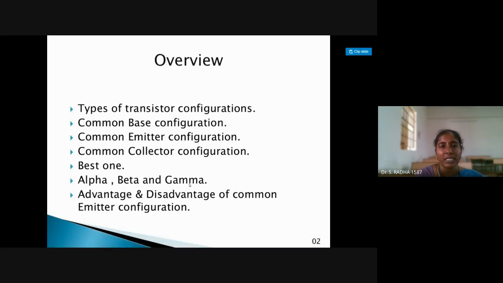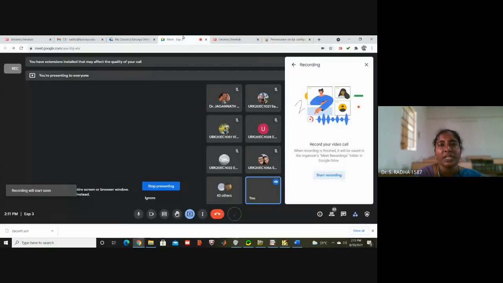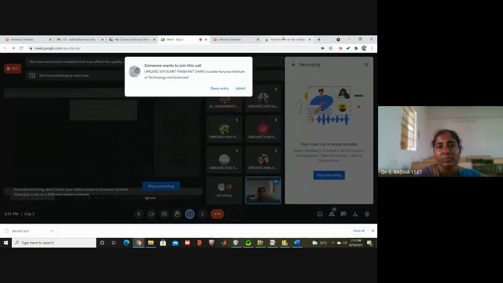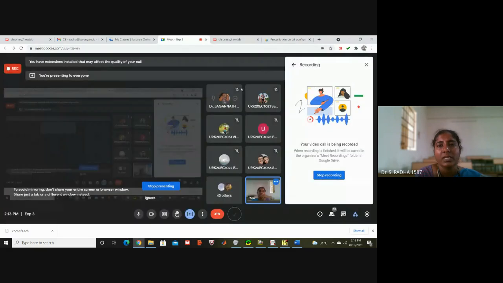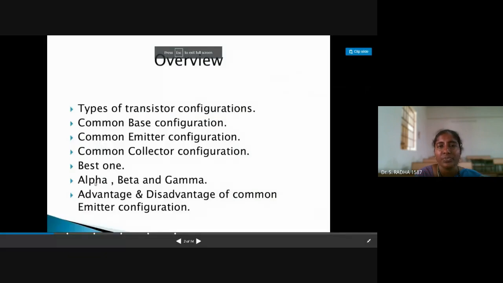Gain means output voltage by input voltage. When you have a full circuit, output voltage by input voltage, that is called gain. In the case of CB configuration, it is alpha. In CE configuration, it is called beta. Gamma means the gain in the common collector configuration.